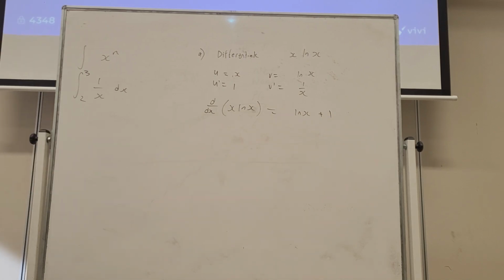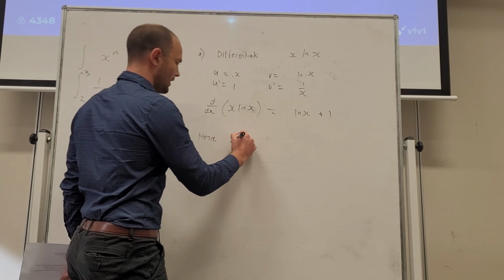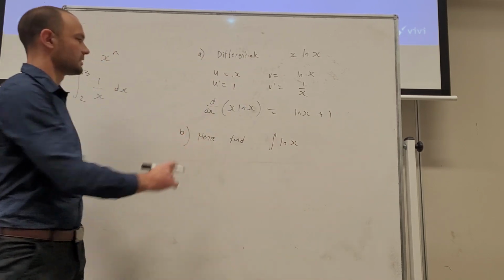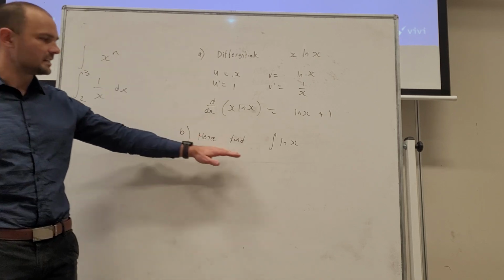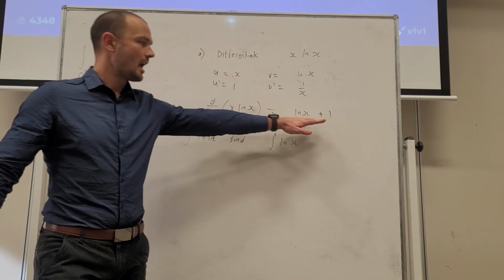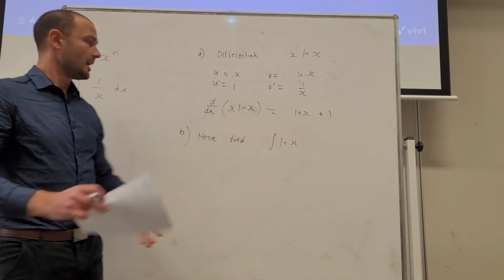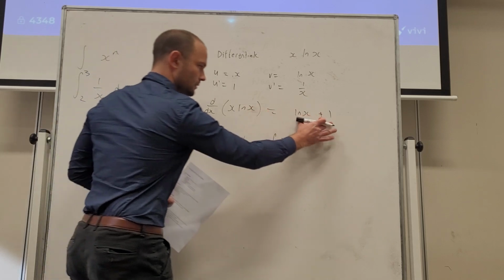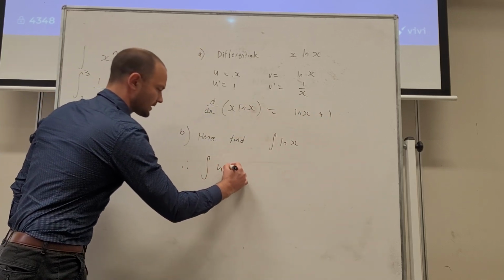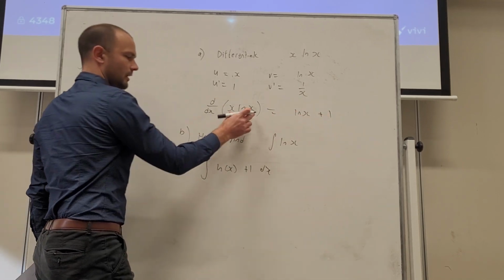Okay? And then it might say something like, hence find the integral of ln of x. Okay, that's what part B says. So we've answered part A, and here's part B. Hence find the integral of ln x. So we've differentiated, and now from this differentiation, we're going to make an integral statement. If I differentiate this, this is what I obtain. Therefore, the integral of ln of x plus 1. Okay, if I integrate this, then this is what I obtain.